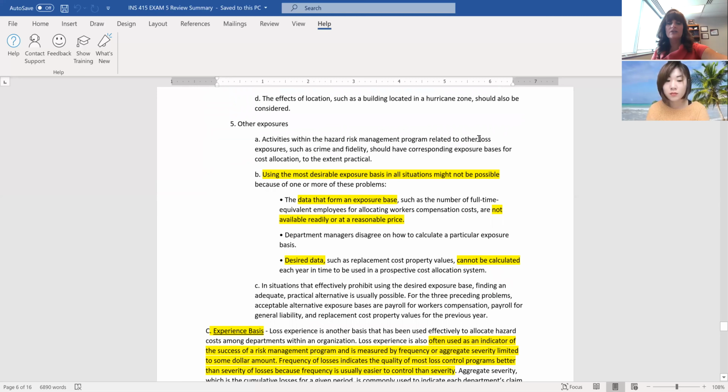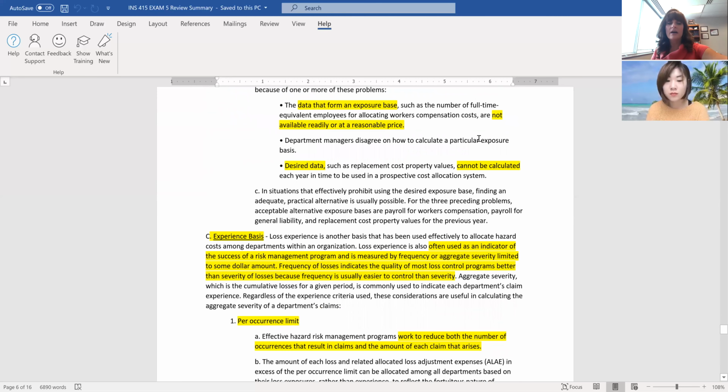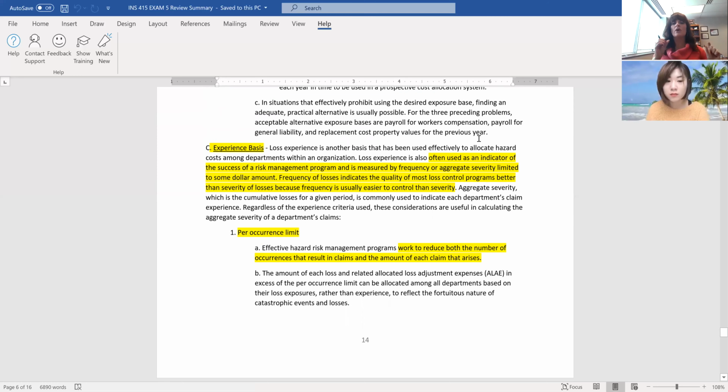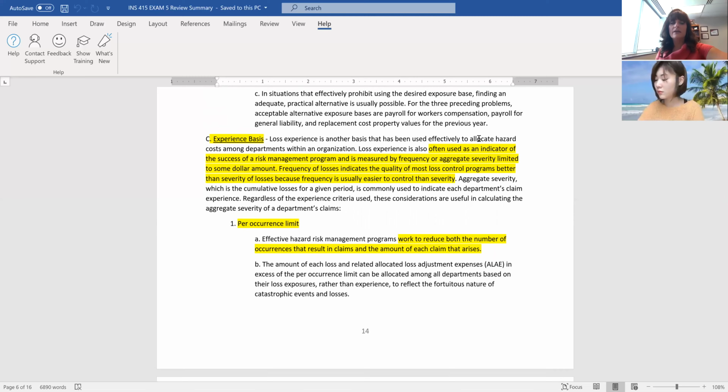Some other considerations that you want to think about. Oh, I'm sorry, I jumped ahead and skipped experience-based. So this is based on what you actually incurred. If you have higher loss experience, you might want to allocate it that way versus your exposure rate. I'm not going to cover much there.